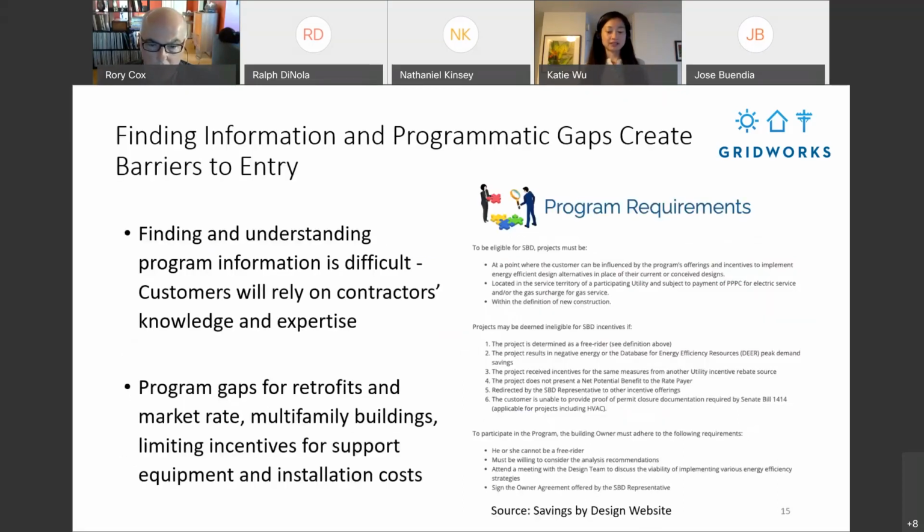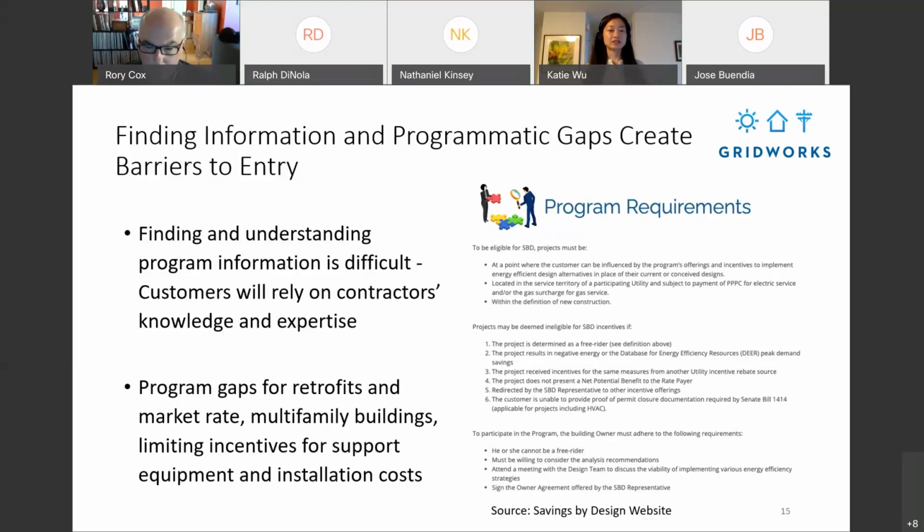But finding information about the available programs and related program requirements is challenging and sometimes confusing. This screenshot here is from the Savings by Design website. And I recognize that it's great that these program requirements are posted. I think that they are listed about as clearly as they possibly can be. But they're still sort of hard to understand with the different terminology that's in there for anyone who may be new to these sets of programs. And to Rory's earlier point, I think it is just really critical to remember the importance of contractors in this space and how customers will rely on contractors for their knowledge and expertise in helping to scope out projects.